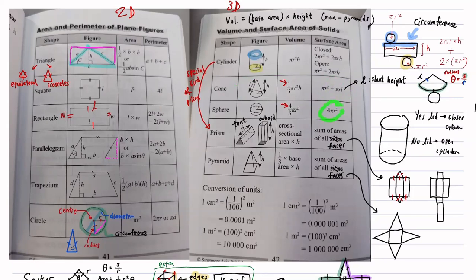Then for sphere, we talked about it already, right? Did I talk about it? 4 pi r squared, right? No choice, need to memorize. Okay, that's 4 of them done. Now we move on to the last one, pyramid.